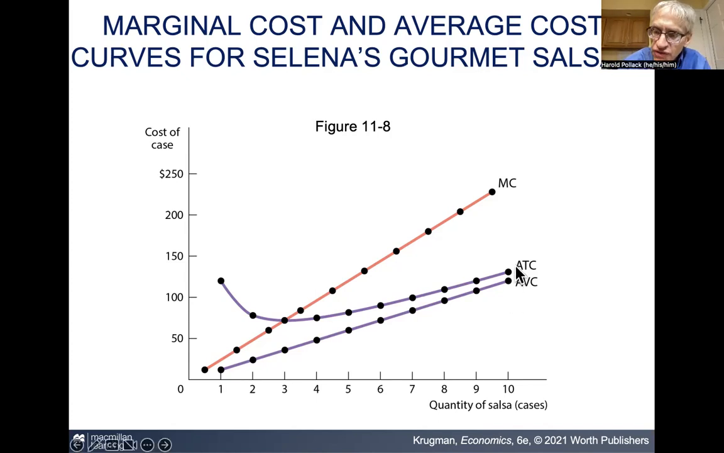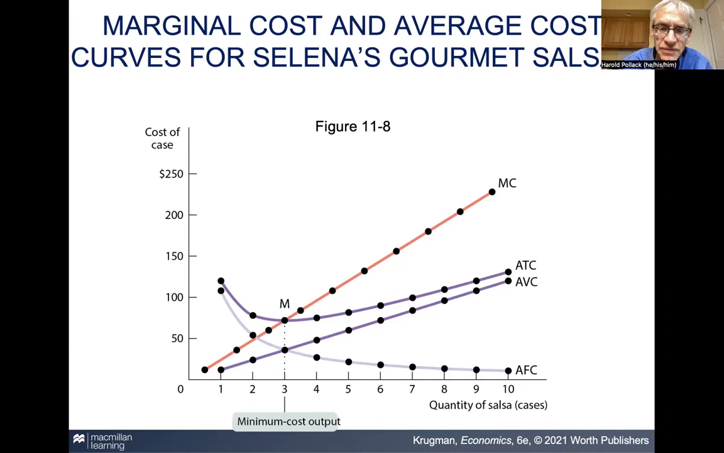Notice if we go out really far, the average total cost and the average variable cost are pretty much the same, because the fixed cost is just a very small fraction of the production costs if we're at a high level of production. Here's the average fixed cost. You can see it's just dying out, and it's just not important when you get into Q equals 9 and Q equals 10.